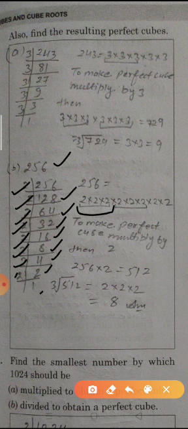Now again pairing of 3 numbers. So 2 groups are complete and again 1 is an incomplete pair of 2. To make a perfect cube, one 2 is left, so we multiply by 2. After multiplying we get 512. So it is the perfect cube of 8.